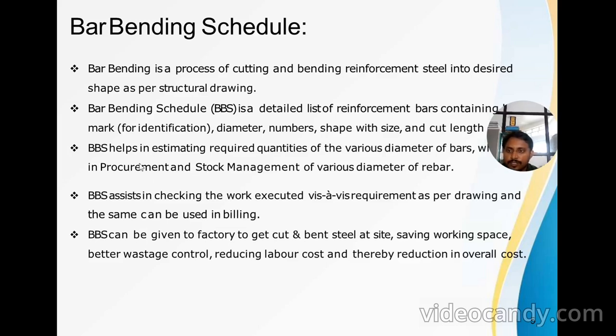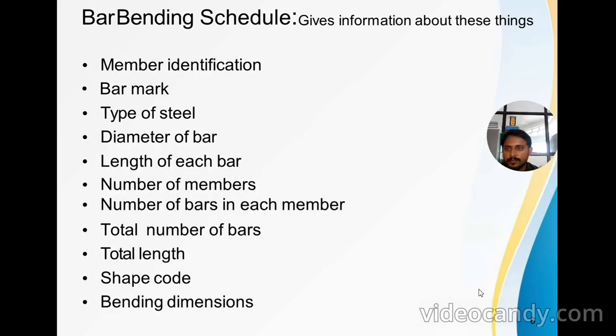This bar bending schedule is helpful for estimating the required quantities of various diameters of bar. How many diameters of bars are available, and how much of each diameter is selected, is based on the estimation only, and that is how we know the quantities of steel bar. The bar bending schedule also checks that the work is executed as per the drawing and the use of the building, and cutting and bending the steel on site saves work space and time. The bar bending schedule gives information about these things.